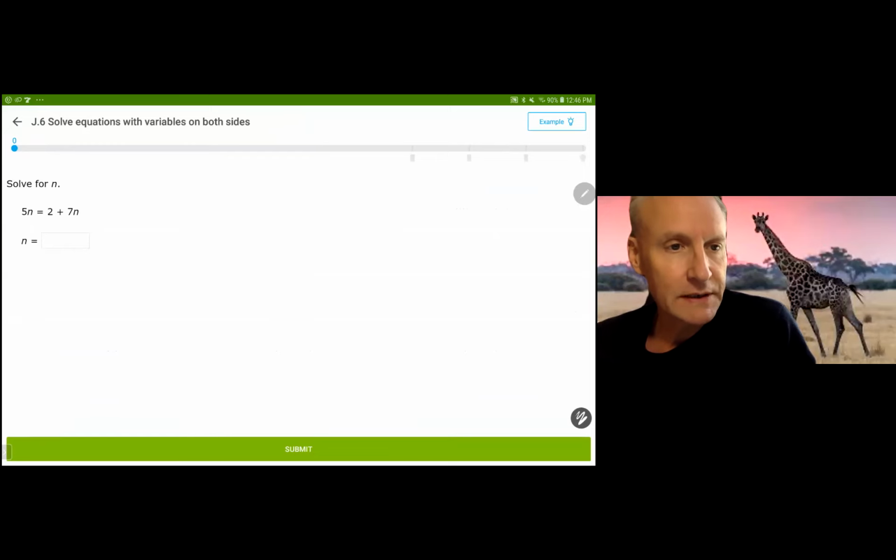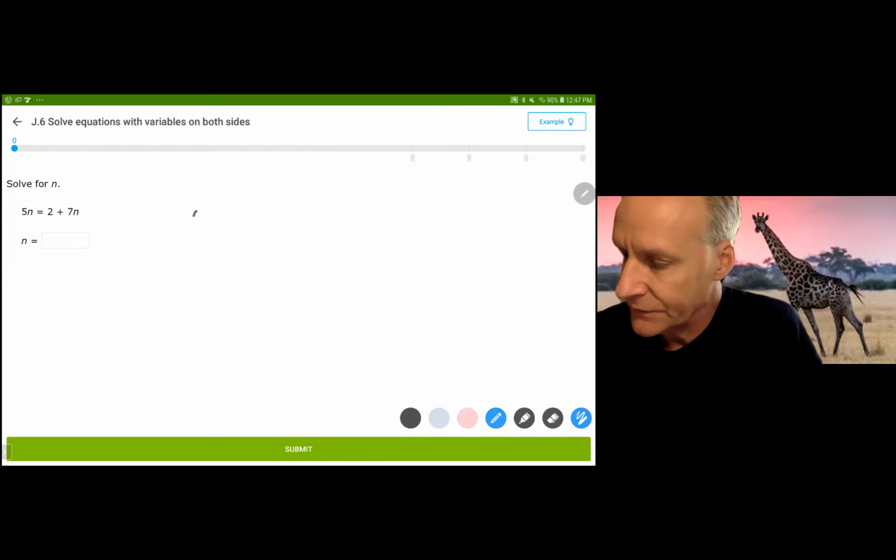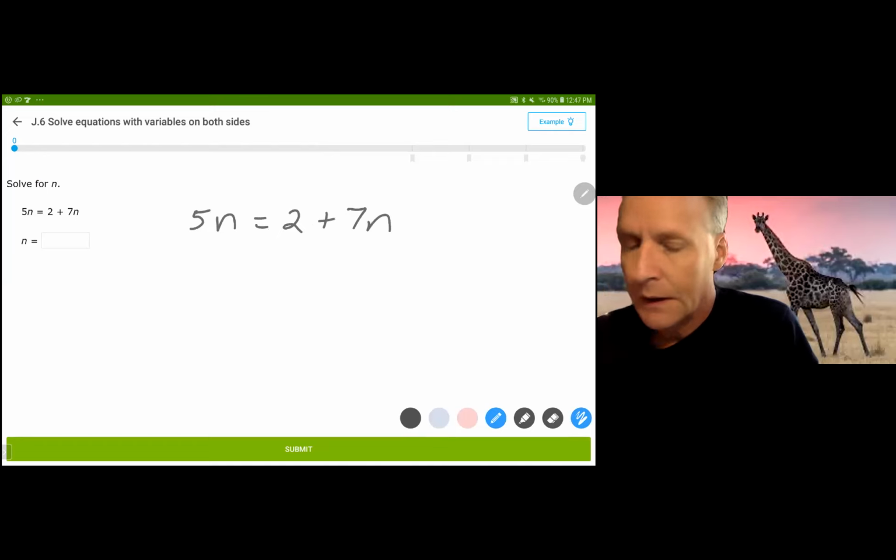This is an equation, it has variables on both sides. Let's just start by thinking about what we could do in order to get the variables on the same side. One of the first things you can do is you are allowed to add or subtract a number of variables from both sides. Some people automatically choose the smaller of the two numbers, and for example, they would want to subtract 5n from both sides. Now that will work, but it creates an extra step.